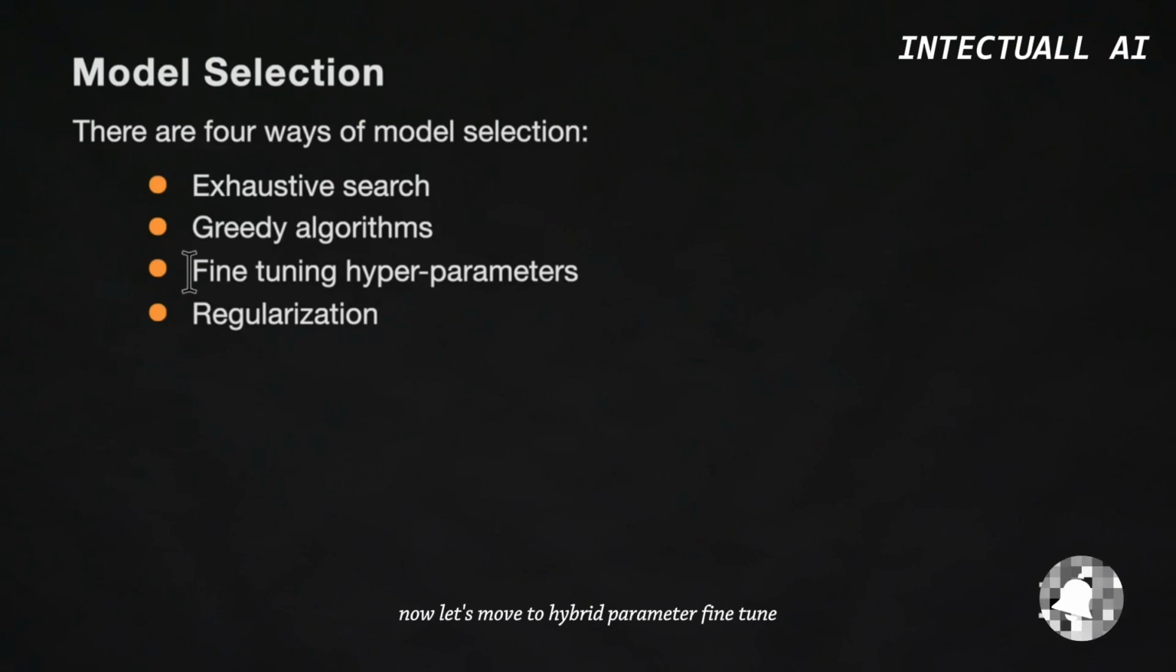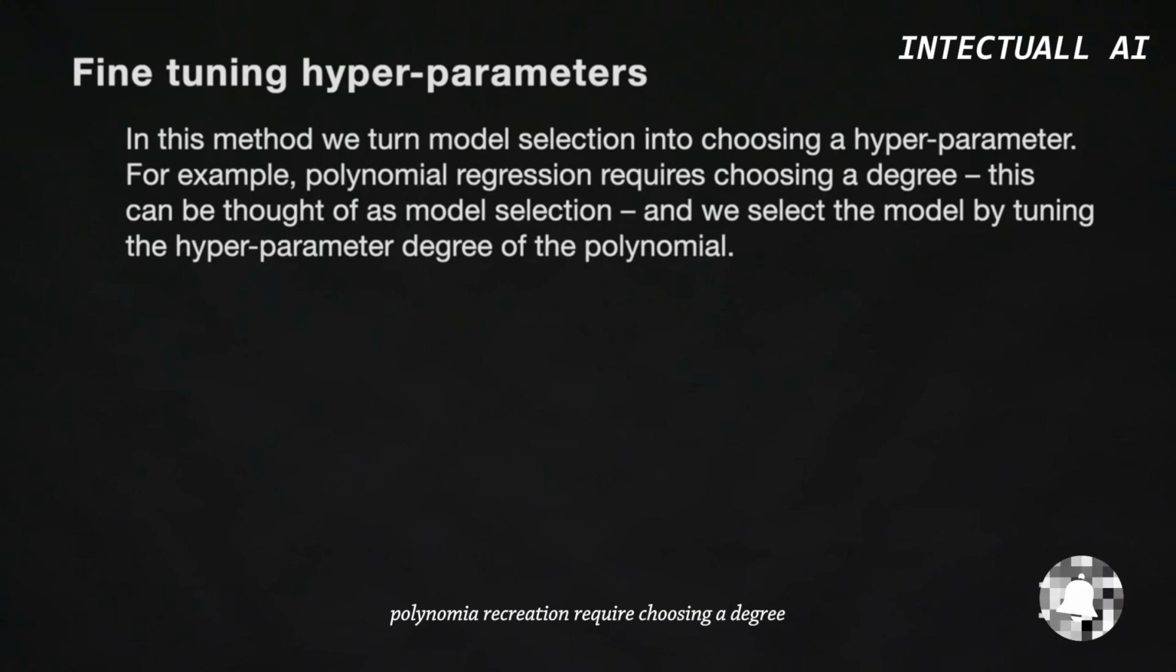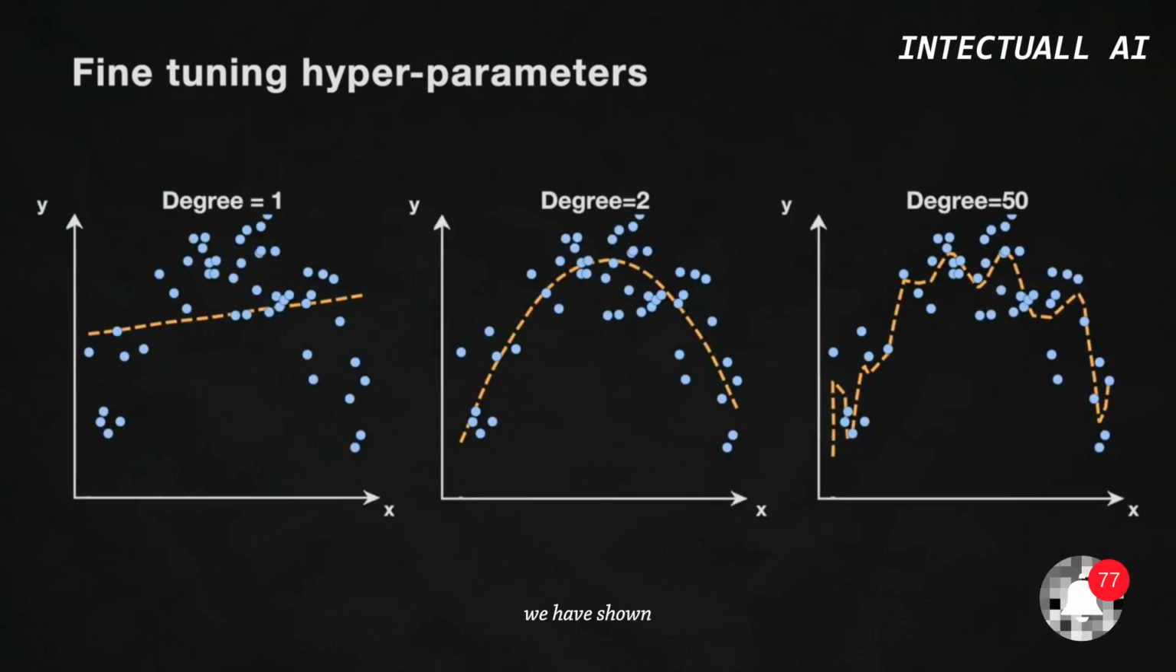Now let's move to hyperparameter fine-tuning. In this method, we turn model selection into choosing a hyperparameter. For example, polynomial regression requires choosing a degree. This can be thought of as model selection, and we select the model by tuning the hyperparameter, which is the degree of the polynomial. We have seen something like that earlier. We have shown fitting a model with 3 different degrees, degree 1, degree 2, degree 50.